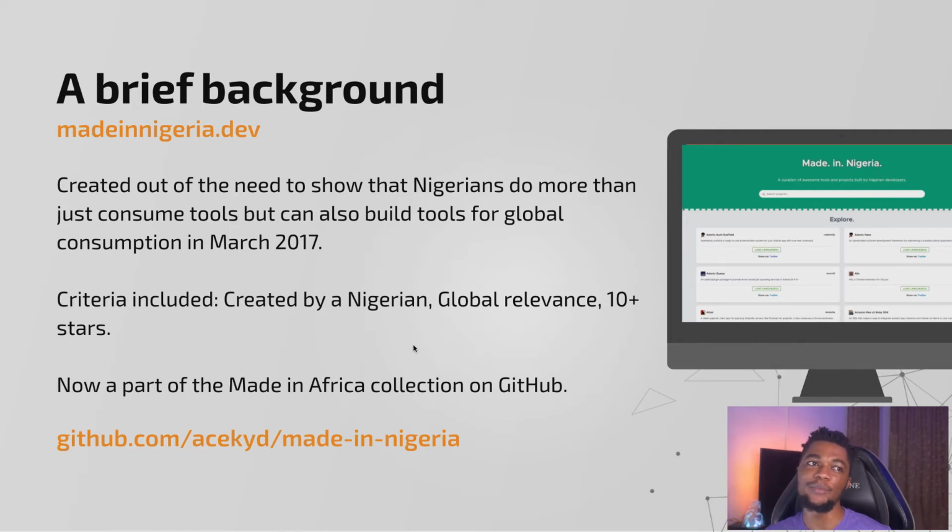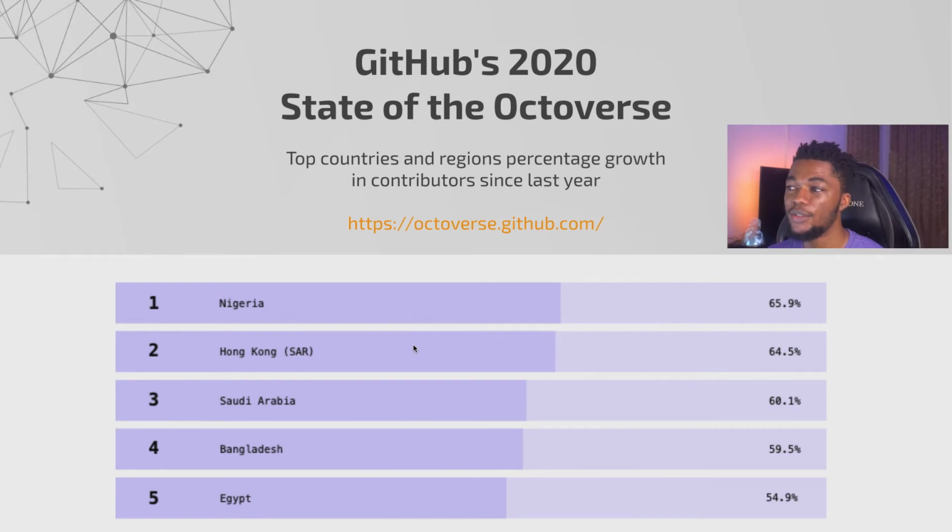When you look back at GitHub's 2020 State of the Octoverse, you realize that Nigeria is actually a growing community when it comes to contributors on GitHub. I don't think this is something that just happened out of the blue.